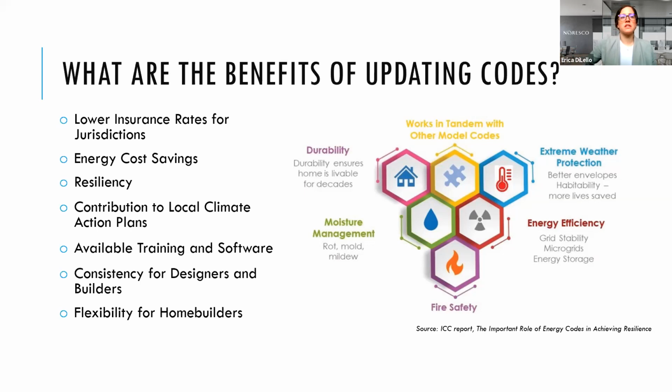And then something else to consider is also the consistency for designers and builders. Going from jurisdiction to jurisdiction, if you're working on two different projects in two different areas that have different codes, it can be pretty difficult for someone to keep track of which building codes to follow. So updating to the 2015, 2018, or even the 2021 creates a more level playing field for what's required for designers and builders to recognize. And then the last thing is the flexibility for home builders. There's a bunch of new pathways for compliance that have been added to the 2015 or later codes as well.